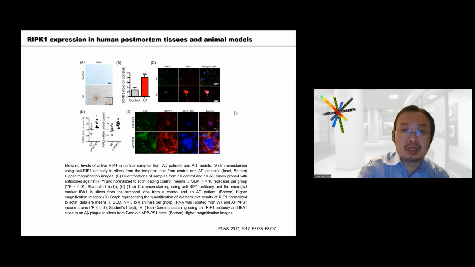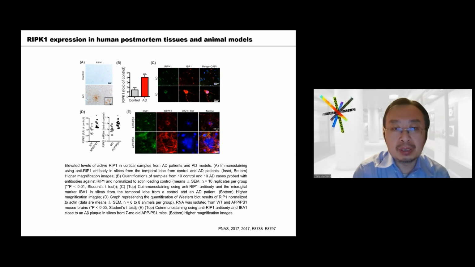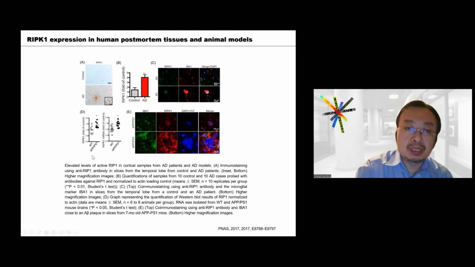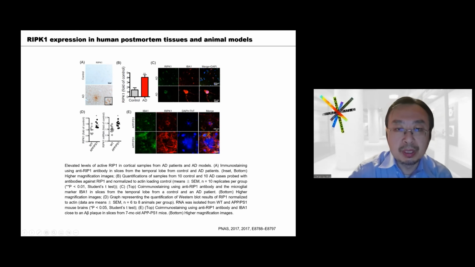So when she did research on diseases, for example Alzheimer's, they tried to evaluate the expression of RIPK1 in patient human postmortem tissues, as well as in AD disease models. Based on this figure she published in PNAS, we can see that in the AD patients, in figure B, the RIPK1 expression level is much, much higher than in the controls. Also the same thing in this AD model, the APP-PS1 animal model. So we always see this increased level of RIPK1 in the brain.